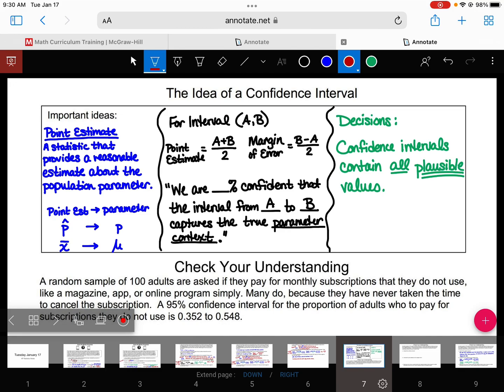Once you get these things copied down, which I know we're still not there yet, I want you to try the check your understanding down below. I want you to interpret the confidence interval using that sentence frame. I want you to calculate the point estimate and the margin of error. I want you to try to answer part C. What kind of decisions could we make from this confidence interval that we have?